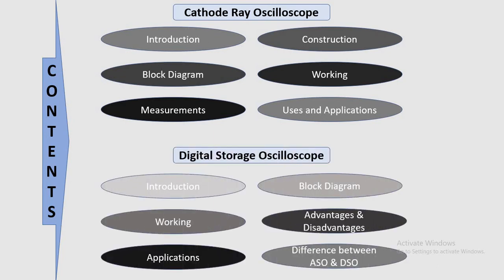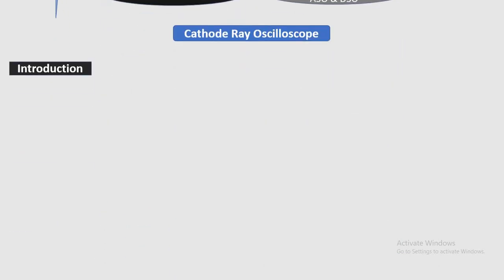And in the second section, digital storage oscilloscope, its introduction, block diagram, working, its advantages and disadvantages, applications, and in the last we will discuss the difference between ASO and DSO, that is, analog storage oscilloscope and digital storage oscilloscope. So let us start from the CRO section, that is, cathode ray oscilloscope.